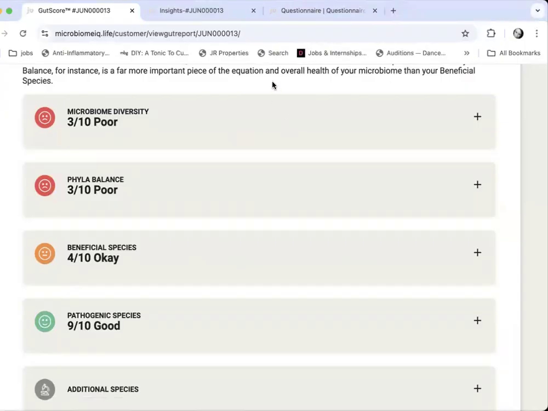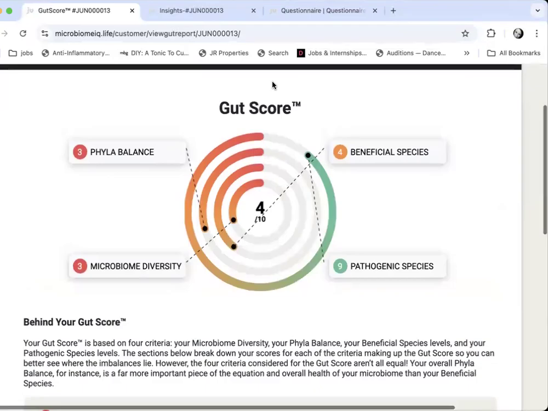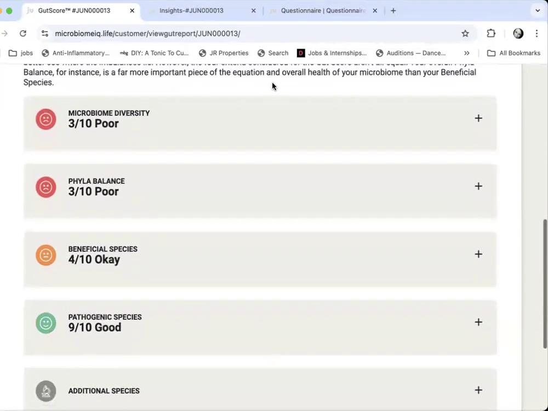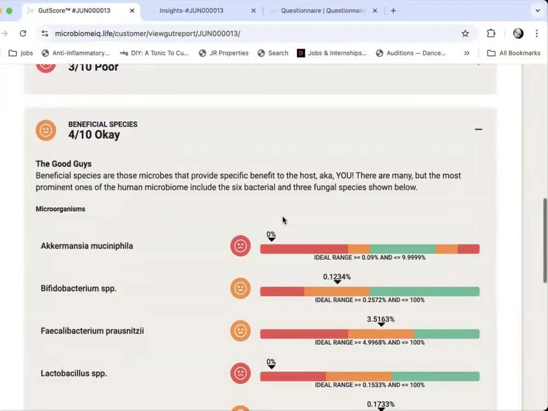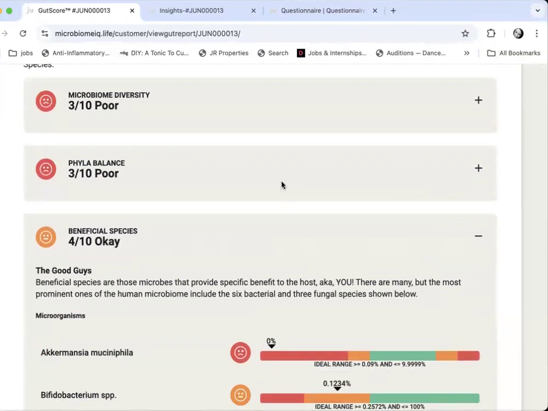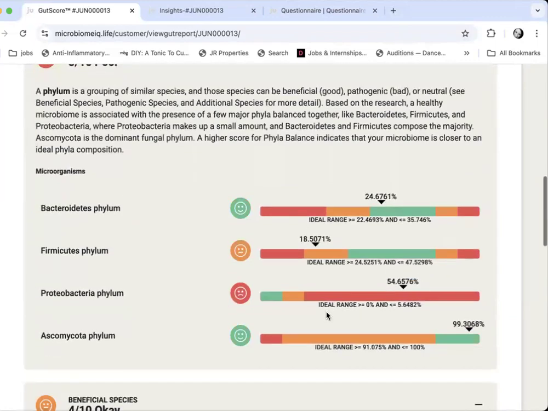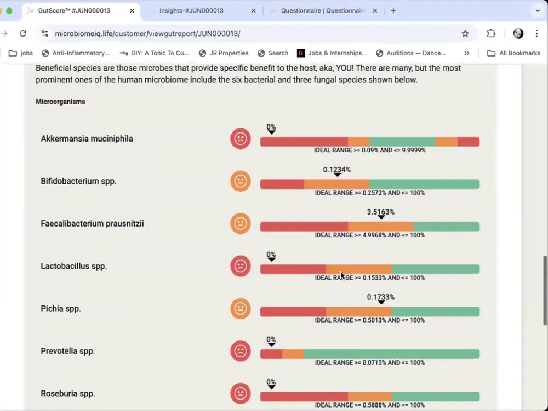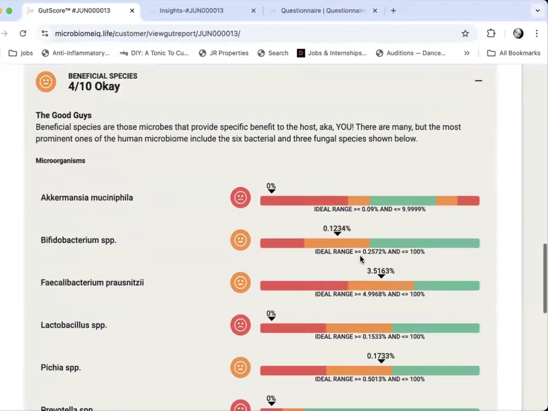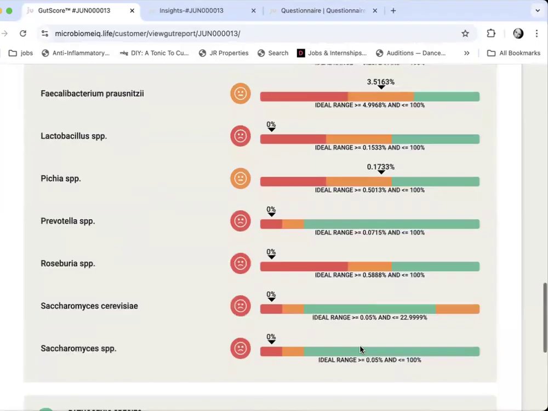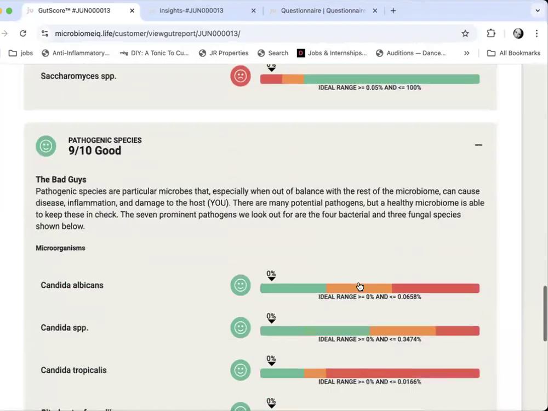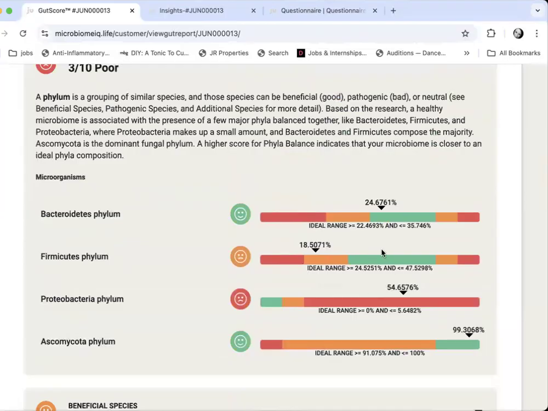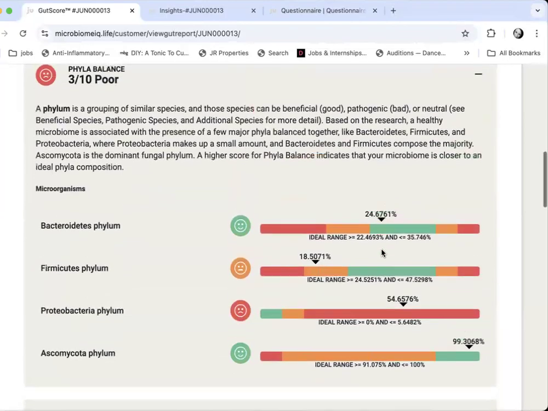So that concludes the section of this video where we go over the general overview of the report and what it means and how to read it. Oh, I think I forgot to mention one more thing. So I'll just do that really fast. The percentages, like I mentioned here, you'll notice they're a little different than the way the percentages in the rest of the report look. These are very, very small numbers in the beneficial and pathogenic species section, whereas we're looking at big numbers, big percentages here in the phyla balance.